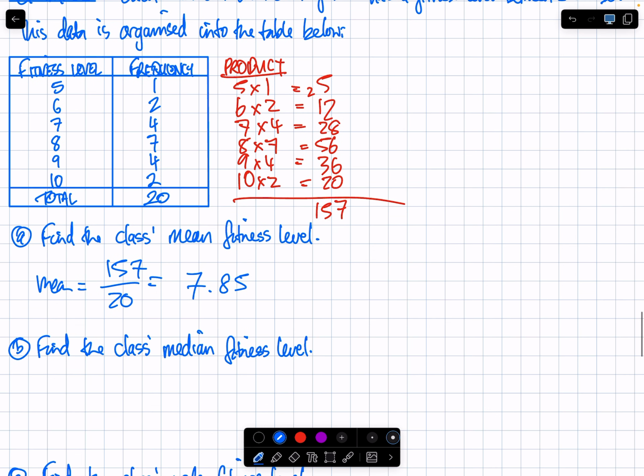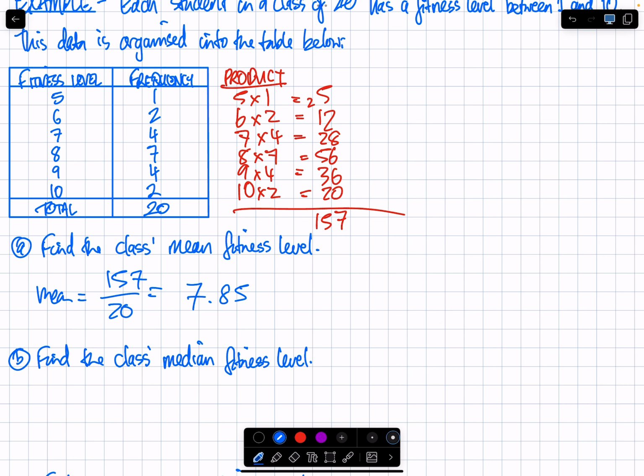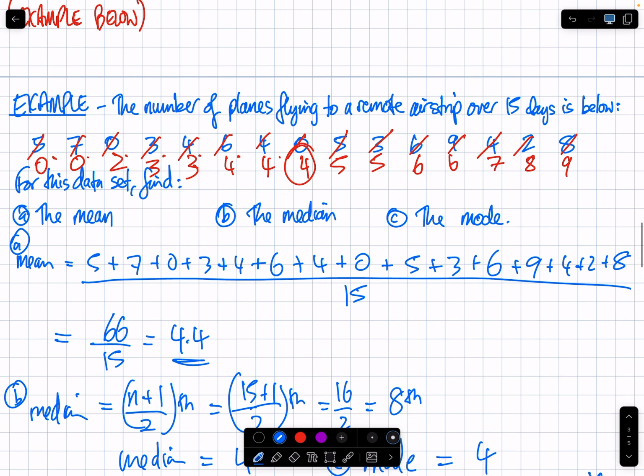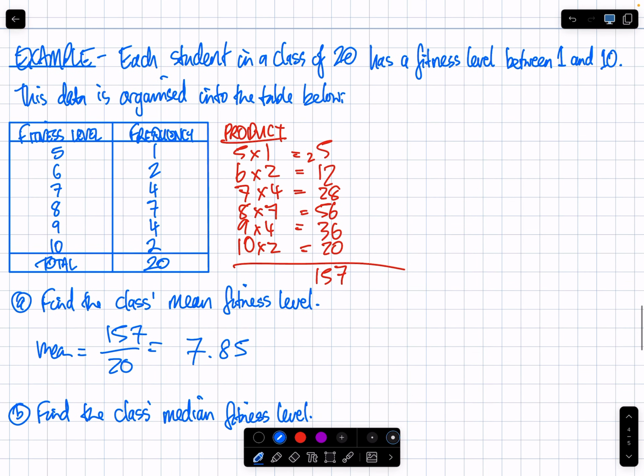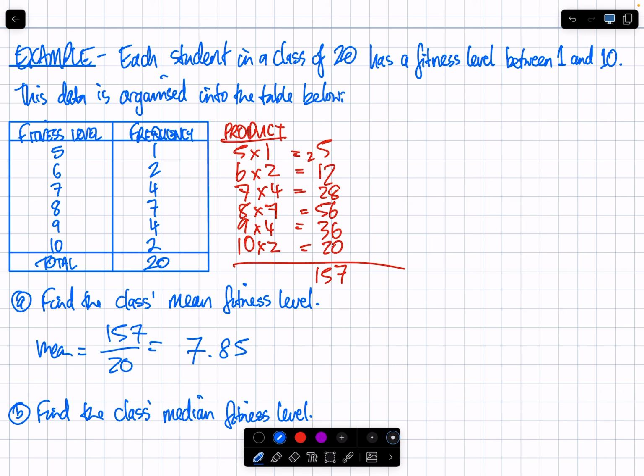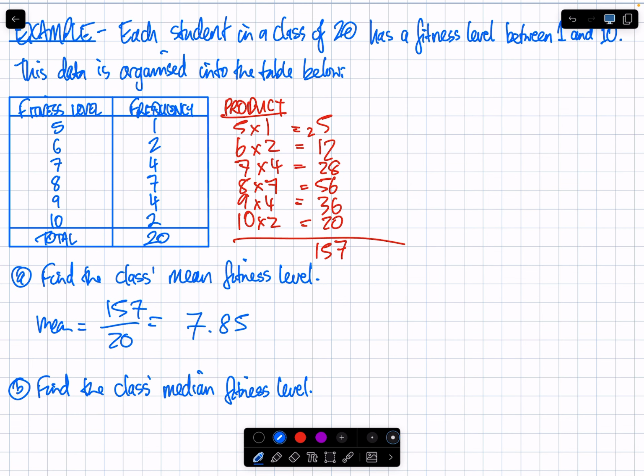Find the class median fitness level. This is tricky as well, because you're probably sitting there tempted to write all the numbers out so that you can see it like this. You probably want to see it like this. Okay? But if I look at this table, are the numbers written in order? They're just organized. The first number is 5.